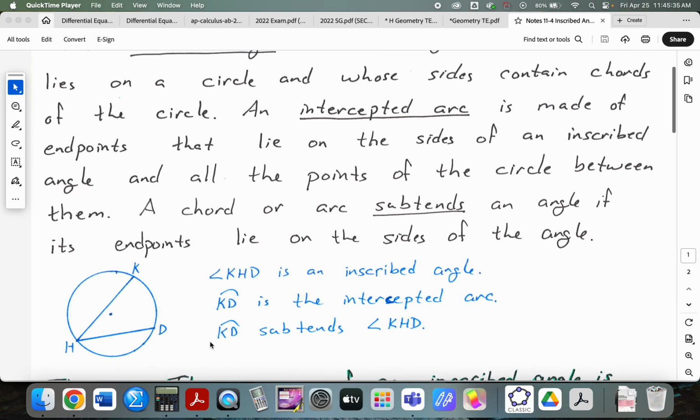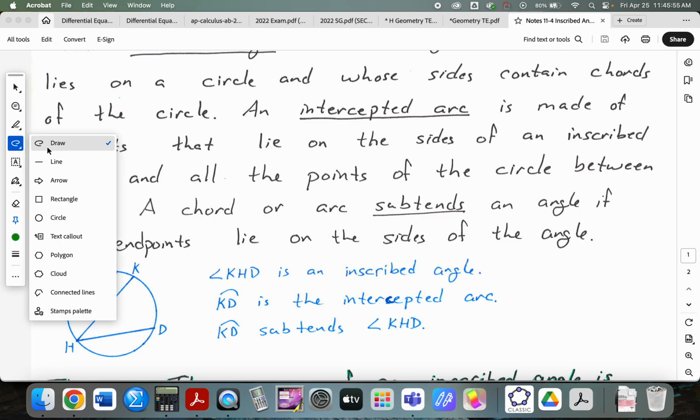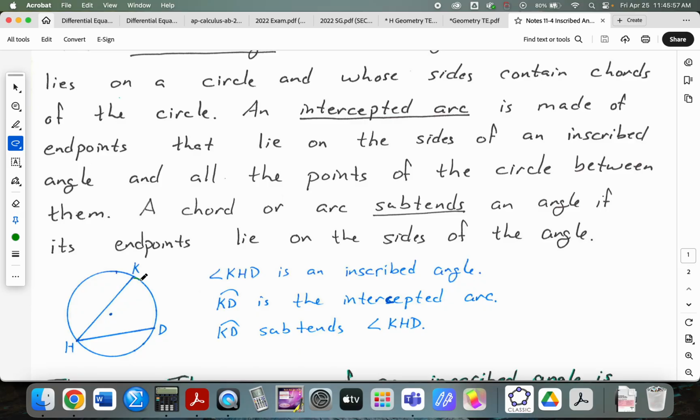So in this picture down here, angle KHD, that's an inscribed angle. Its vertex is on the circle. An intercepted arc is made of the endpoints that lie on the sides of the inscribed angle and all the points on the circle in between them. So when we're talking about the intercepted arc here, we're talking about this part here.